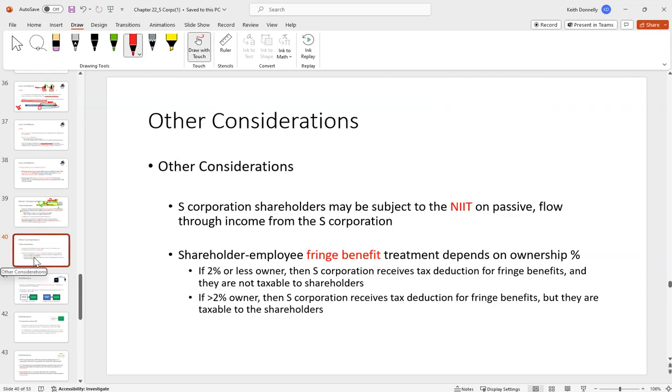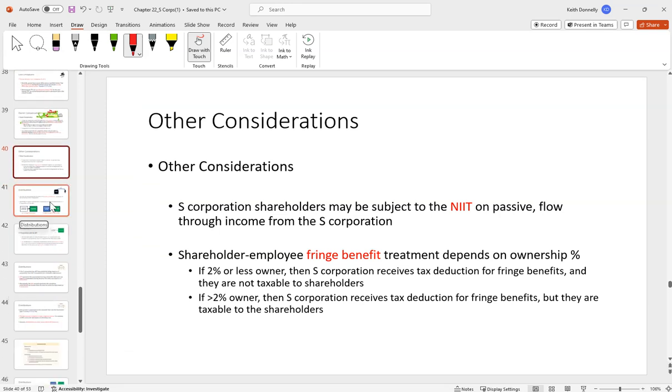A couple other items here. Just be aware of distributions from an S corp, income from an S corp. Anytime you're dealing with passive income, you could be subject to the net investment income tax. There are special rules here for fringe benefits. Not as concerned about that.